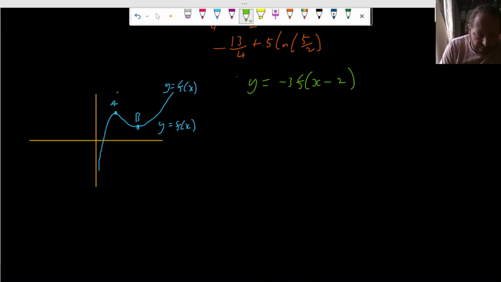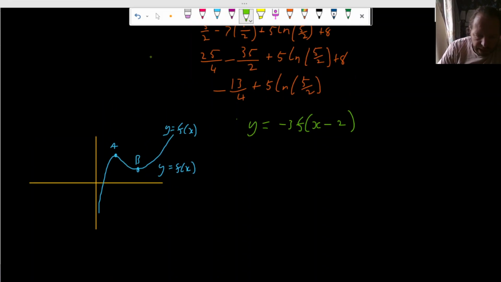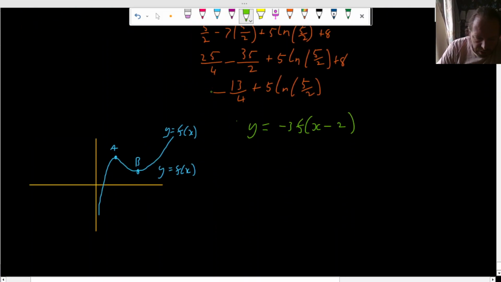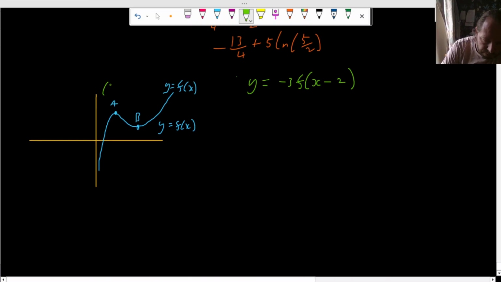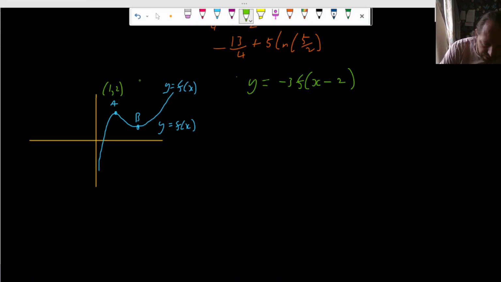Okay, bearing in mind that we've got the coordinates of A and B now. They are 1, 2 for this one, and then they are 5 over 2, and, well, it's this bit here in purple, isn't it? 13 over 4, 5 ln 5 over 2. Okay, right then, so what's going on here?